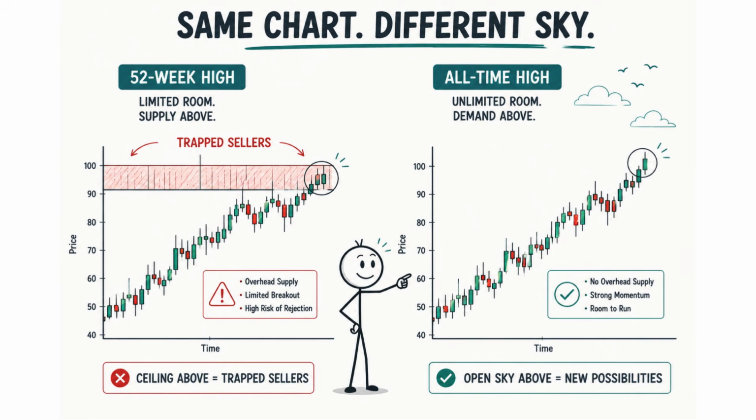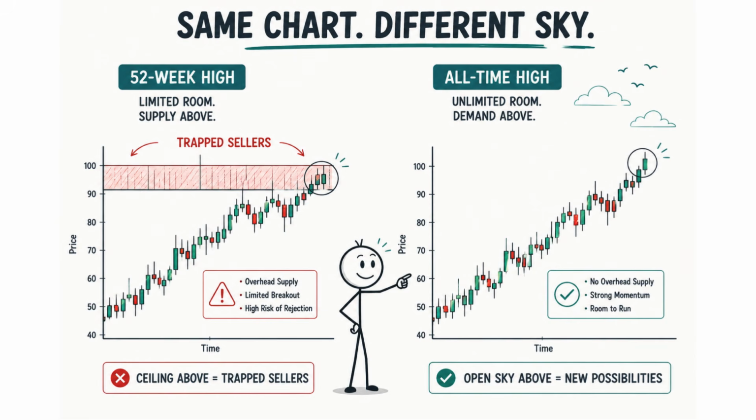Two stocks, both breaking to new highs on a 1-year chart. They look identical. They are not the same trade. Stock 1 is at a 52-week high, but it traded much higher 2 years ago. Above it sits a wall of trapped buyers waiting to break even and sell.